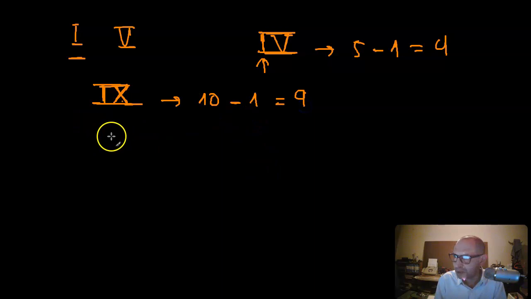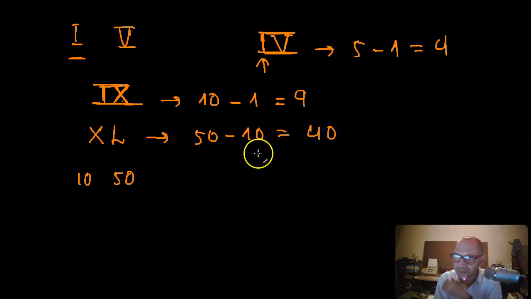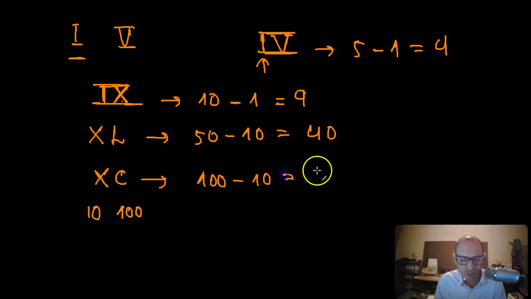Or for example, an L, which is a 50, if I put an X on the left hand side, the X is a 10. So then the value of X is going to be subtracted from the value of L, which means that this is the same thing as 50 minus 10, which is the same thing as 40, right? Or if I have a C, which is a 100, if I put an X over here, which is a 10, then this becomes a 100 minus a 10, which is a 90, right?